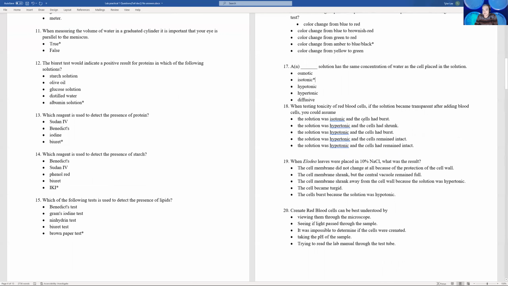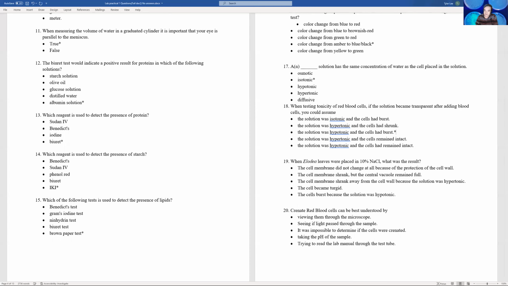When testing the tonicity of red blood cells, if the solution becomes transparent after adding blood cells, you could assume something. In this case, if the solution becomes transparent, that means something is happening to those blood cells that is making it so that they are no longer solid blood cells. The solution is allowing water to enter those cells, causing them to swell and burst and having their contents spill out so that they're no longer visible.